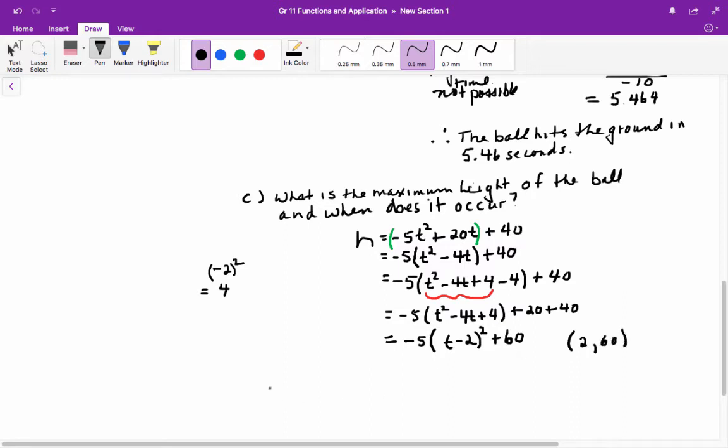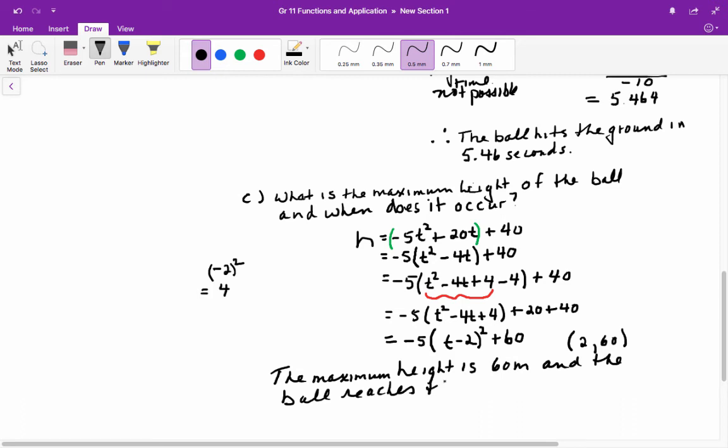But to answer the question, the maximum height is 60, I think we said meters, and the ball reaches the maximum height in 2 seconds.